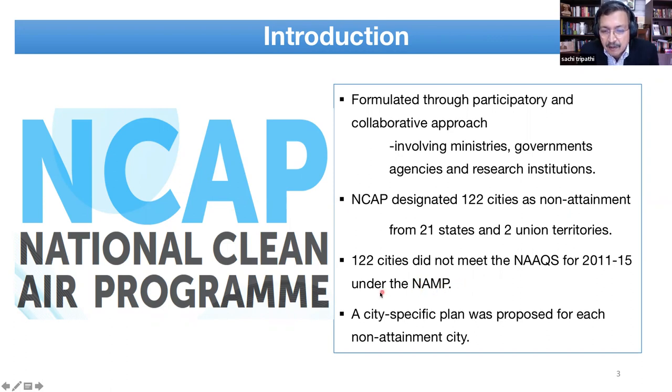And it is also envisioned that each city out of now 132 cities will propose a plan, which is called the City Action Plan. As you know, as a part of this overall capacity building program this month, there is a specific module led by NIRI that is going to focus on city action plans. How do we create a city action plan? That's a very important component, because depending on the type of city-specific plans, non-attainment cities will transition into attainment cities.